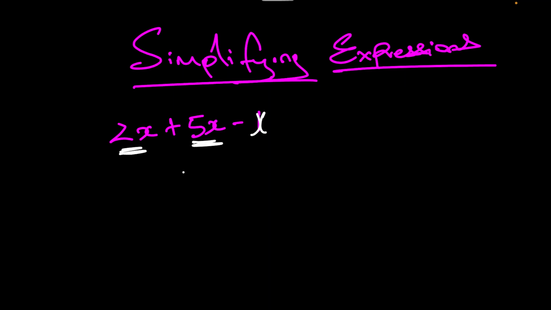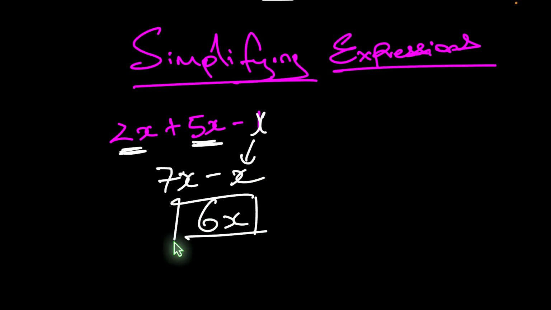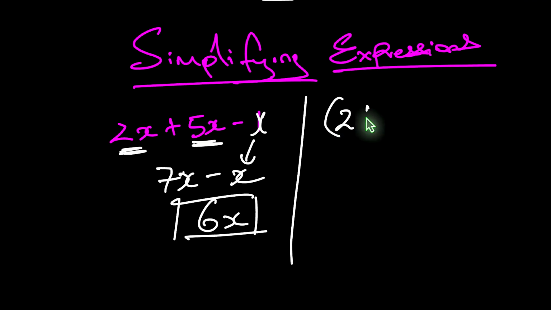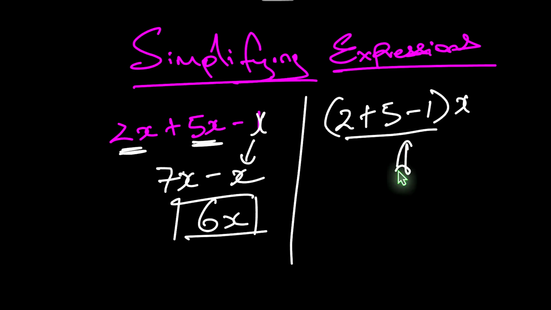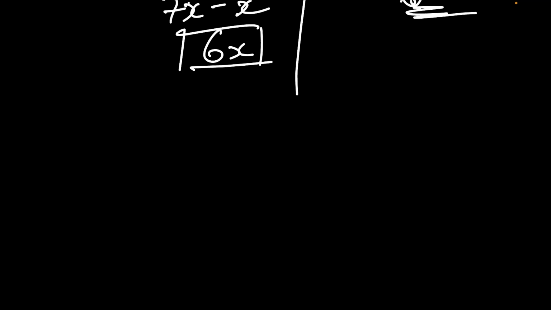So let's see, we can simplify this. We have 2x plus 5x, so that's 7x, and minus that x there leaves us with 6x, and this would be the total amount that we have left. You can also write this out by doing 2 plus 5 minus 1 x, and you just simplify here. So we'll have 2 plus 5 minus 1, and that leaves us with 6 lots of x. Now let's look at another example where we have unlike terms.